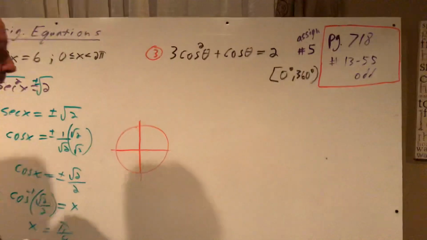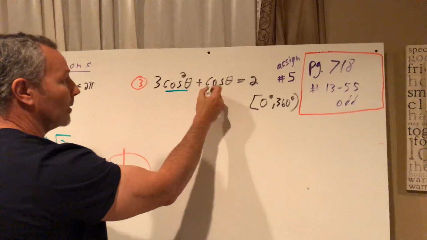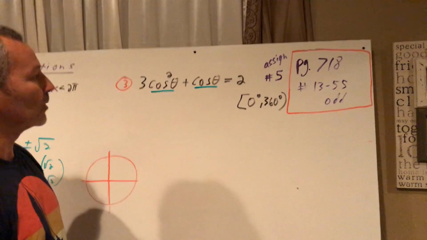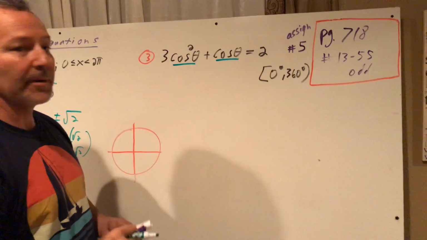All right, our last one, this one's pretty different. I have a cosine squared and a cosine. I can't get those alone. So in this particular problem, I'm looking to factor it. So I'm going to make it equal to 0, and I'm going to factor it.